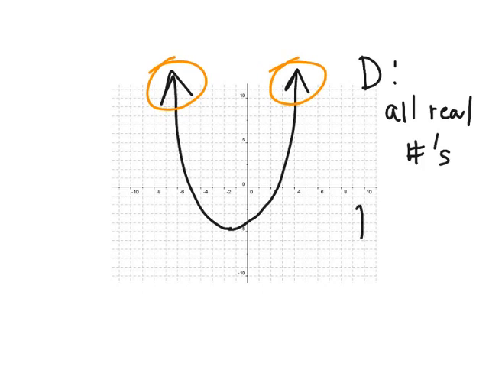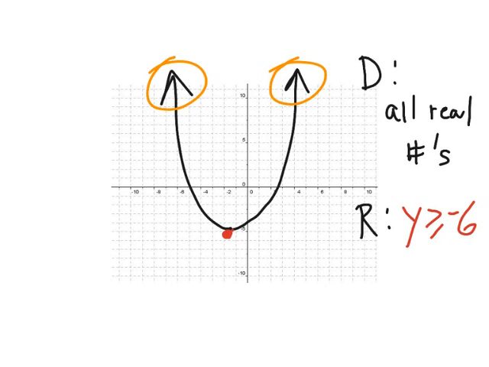The range, on the other hand, means all the y numbers. Now, what I notice is that this graph has a low point. It's got a low point right there. That's the lowest point on this graph, and then the graph goes up. So the range here is not all real numbers. The graph never goes below -6. So my range here, I would write y greater than or equal to negative 6. Negative 6 is my lowest y number, and then the graph goes up forever.